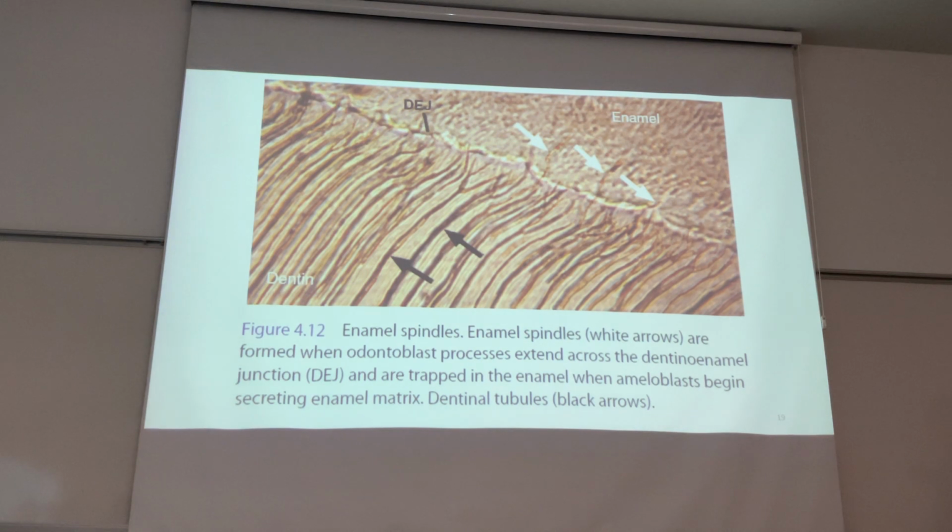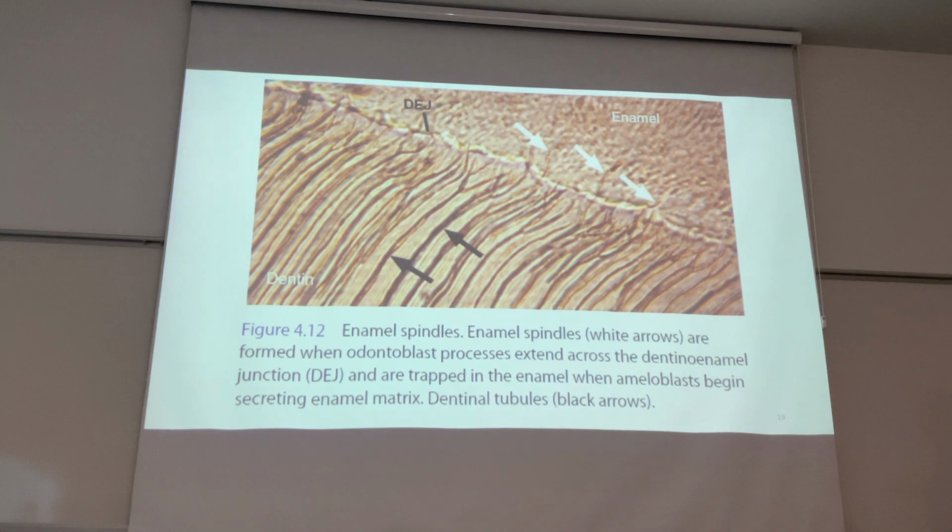Okay. Guys, here you can see our dentino-enamel junction. This part is our enamel, this part is our dentin. In the structure of dentin, the odontoblasts extend their process into the canalicules, into the channels. And this structure is our process of odontoblast, present in the structure of dentin.